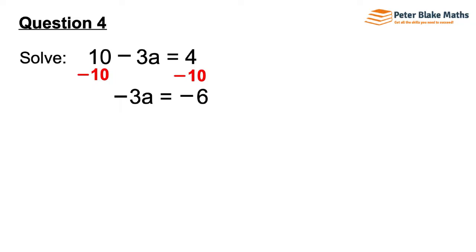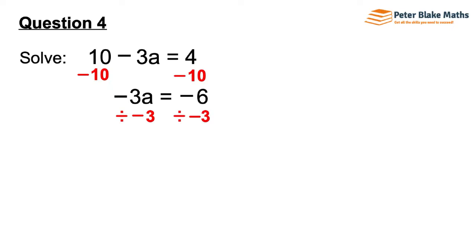Now to get the letter on its own, we need to move a minus 3 that's invisibly multiplying by the a. Now the opposite of multiplying by minus 3 is dividing by minus 3. Don't change both of those things. We just want to do the opposite of what's happening between the number and the letter. So we divide by minus 3 on both sides.